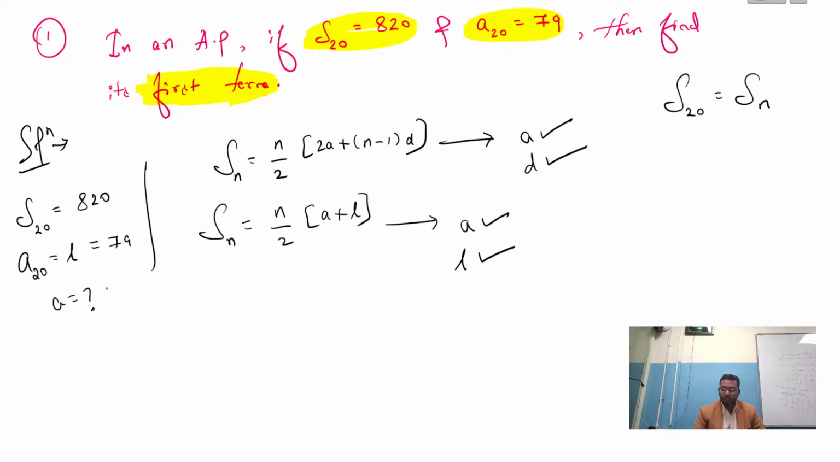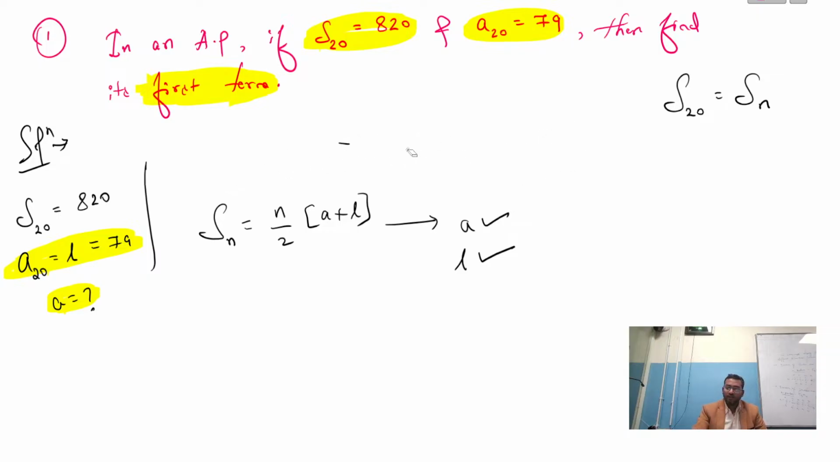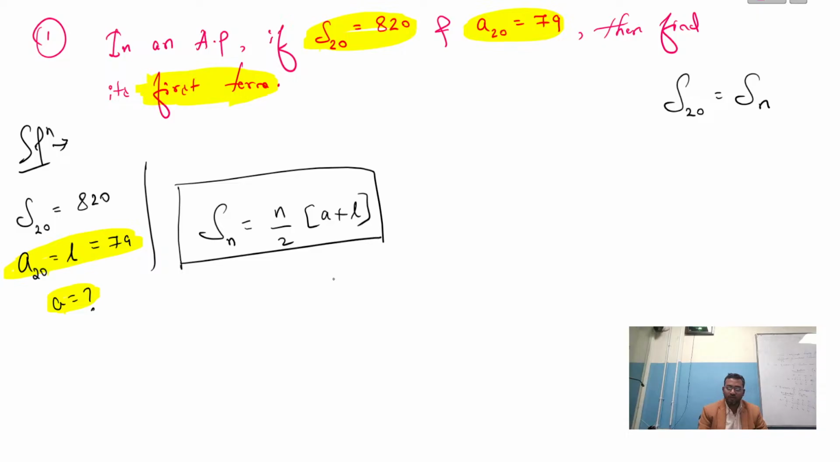But according to the question, they have given the last term value and they are asking us for the first term. So which formula can we use here? If first term and last term are given, we use Sn equals n by 2 into (a plus l). I hope you understood why we use this formula: because the last term is given. If the common difference was given, we would use the earlier formula.